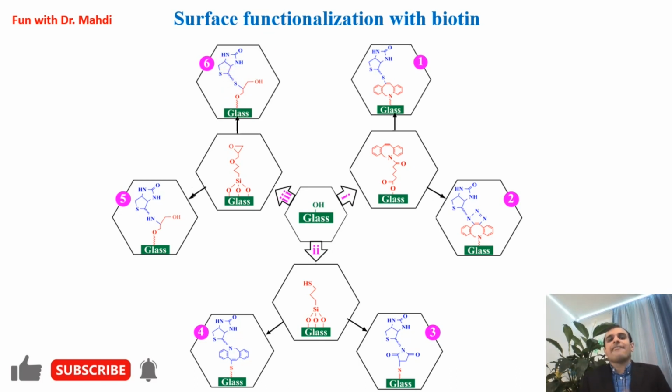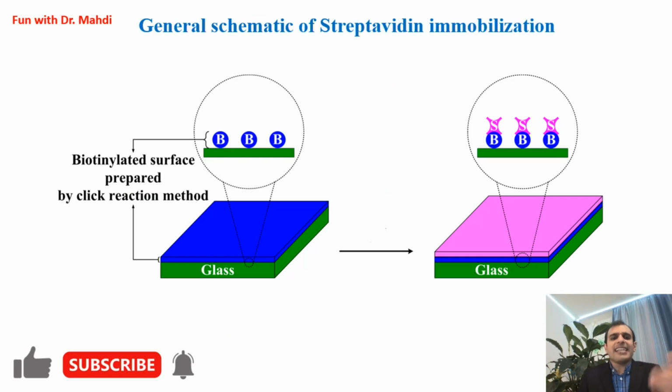In this case, we have prepared 6 different surfaces containing biotin. This biotin is very stable, and also in this case, we will have a lot of biotins on the surface. In the next step, here you can see we have prepared a biotin-terminated surface. I mean, we have immobilized biotin on the surface. But we are going to immobilize streptavidin on the surface.